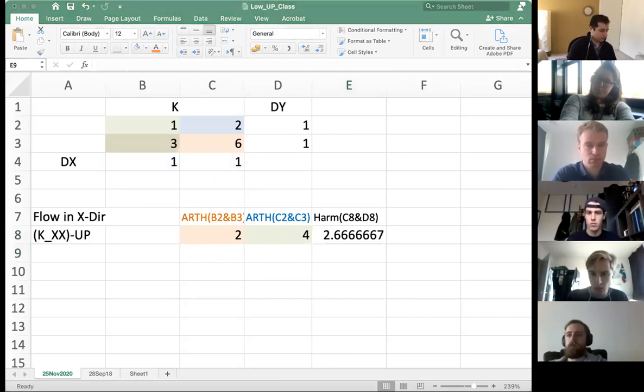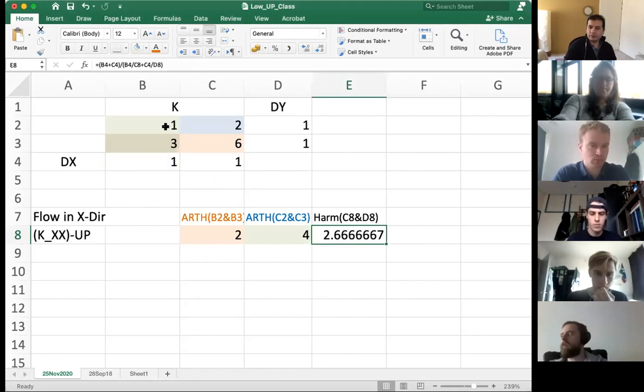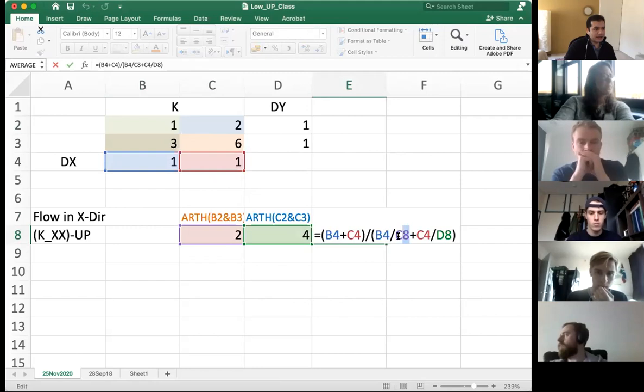Okay, that's it. Now there will be a problem here. When you use permeability zero, you're gonna face a problem. Why? Because you are dividing values with permeability, and when permeability is zero, a number divided by zero becomes infinity. So Excel would not like it.